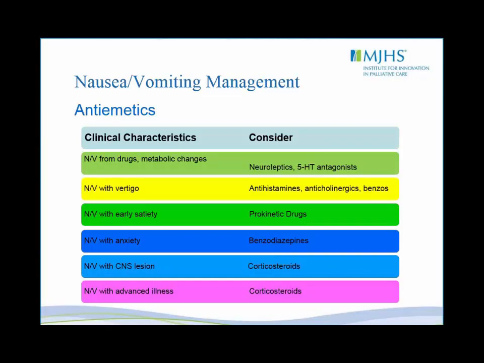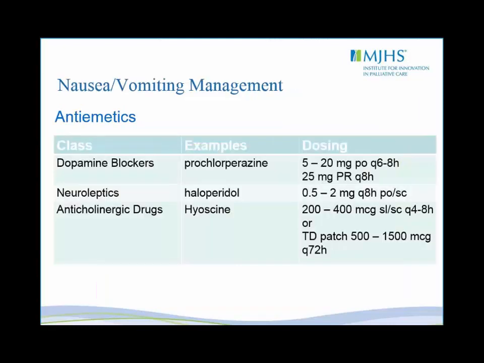If you have anxiety, we know very well that the benzodiazepine will probably be your drug of choice. For a CNS lesion like metastasis to the brain, corticosteroids will be the drug of choice. And in any advanced illness, advanced disease, when we have all those cytokines and some of those humoral factors in the blood system, the steroid seems to be also a very good antiemetic.